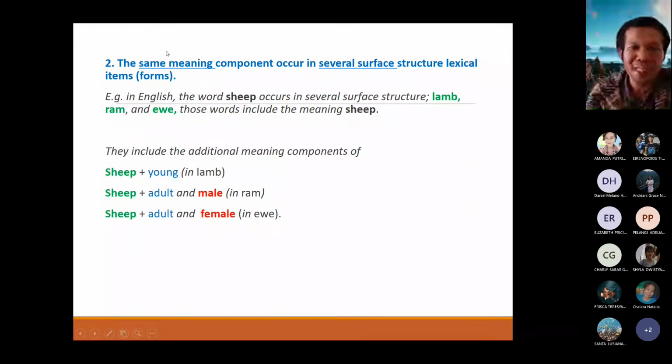So the same meaning, three words. These three words have the same meaning, but in several surface forms in English. So that is why we need to study about the language, especially in semantics.